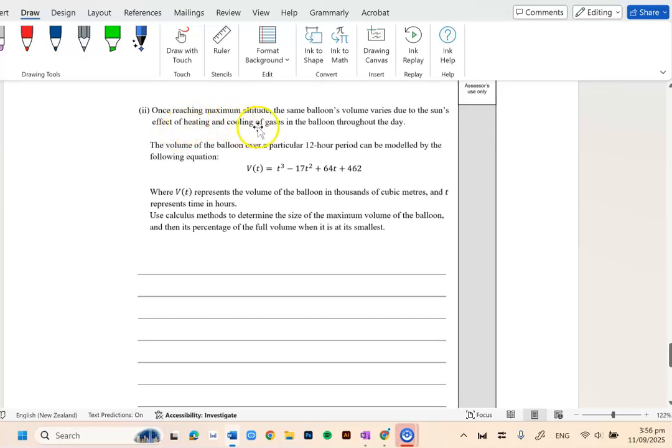Once reaching maximum altitude, the same balloon's volume varies due to the sun's heating and cooling of gases in the balloon throughout the day. The volume can be modeled by this equation. So it looks like we've got a cubic equation. Let's just keep that in mind, where this represents the volume of the balloon in thousands of cubic meters. So let's also highlight that because it's important. And t represents the time in hours. Use calculus methods to determine the size of the maximum volume of the balloon.